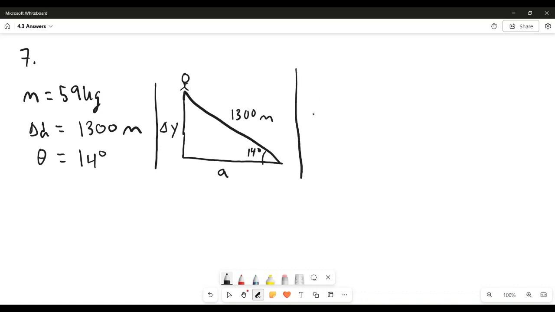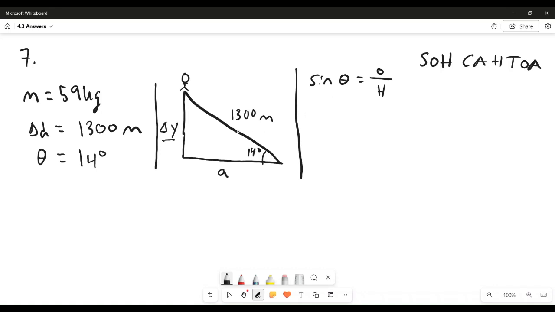And so before we do anything, it's important that we find the height. That could be done by simply doing trigonometry. If you remember, sine of the angle is equal to opposite over hypotenuse. A good way to remember that is SOH, CAH, TOA.